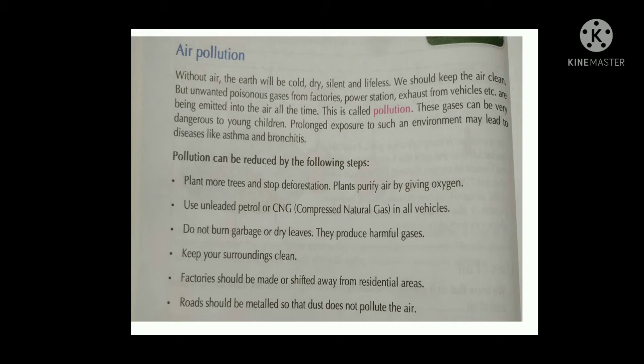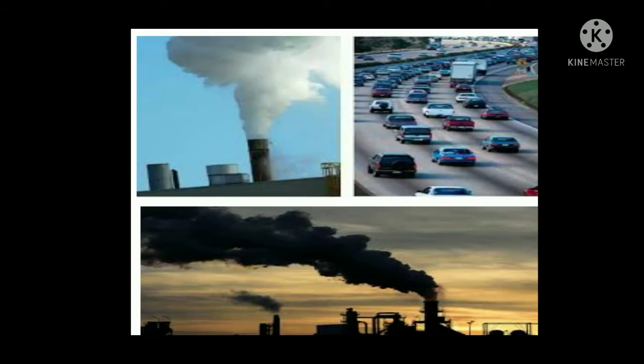The next topic is air pollution. We all know that without air, the earth will be cold, dry, silent, and lifeless. We should keep the air clean. But unwanted and poisonous gases from factories, power stations, exhausts from the vehicles, etc., are being emitted into the air all the time. This is called pollution. These gases can be very dangerous to young children. Prolonged exposure to such an environment may lead to diseases like asthma and bronchitis.